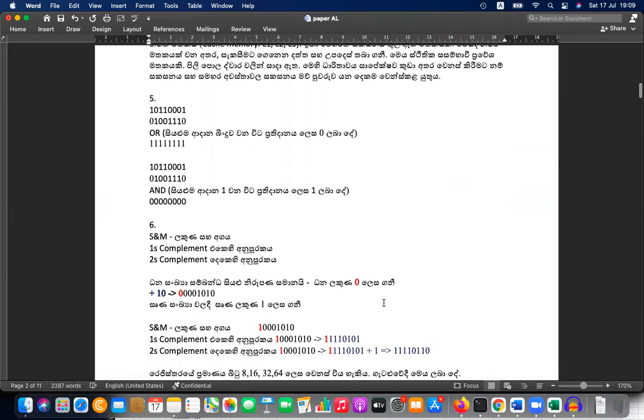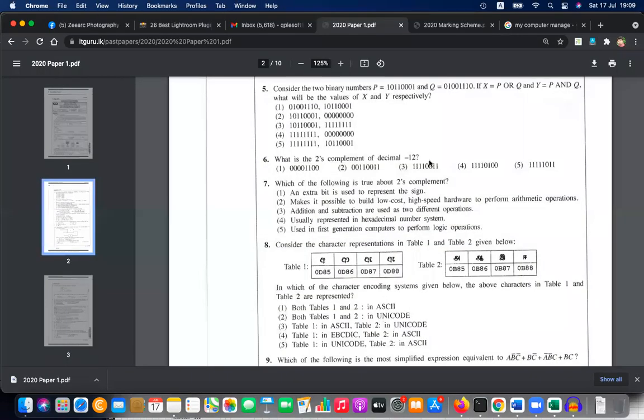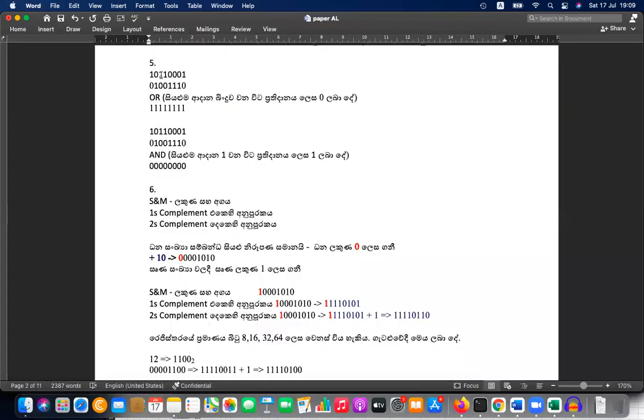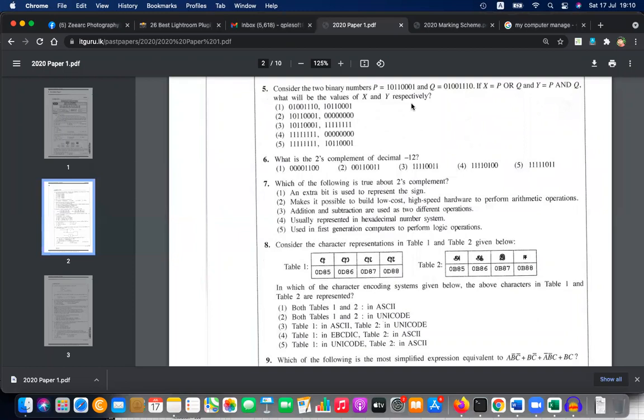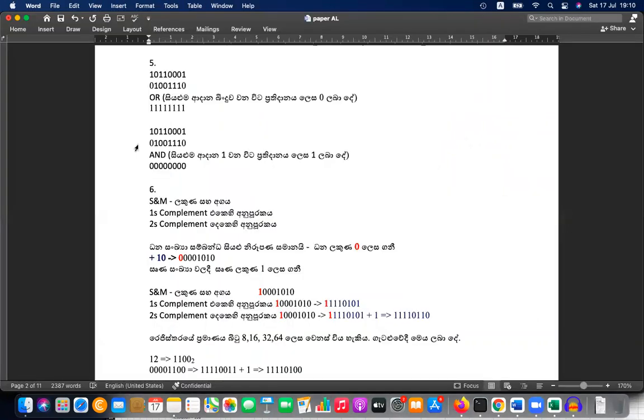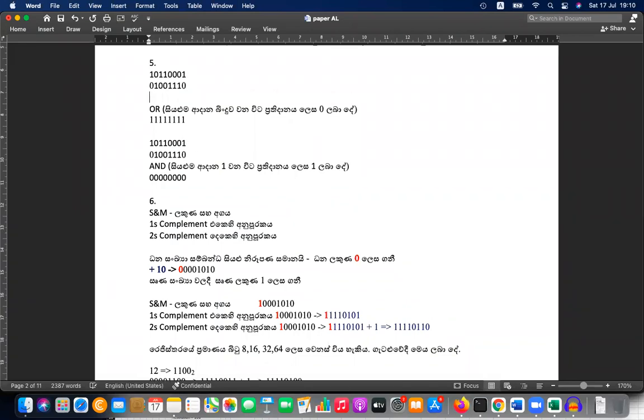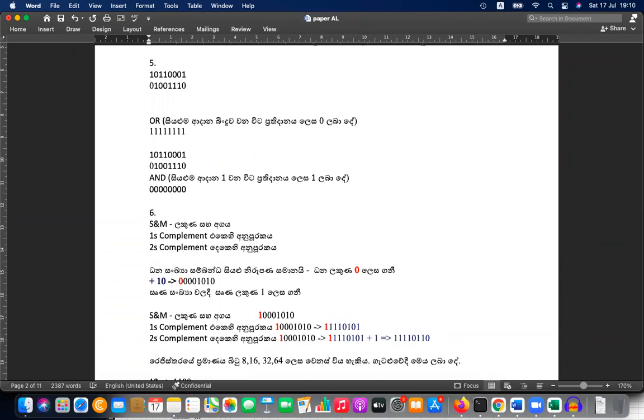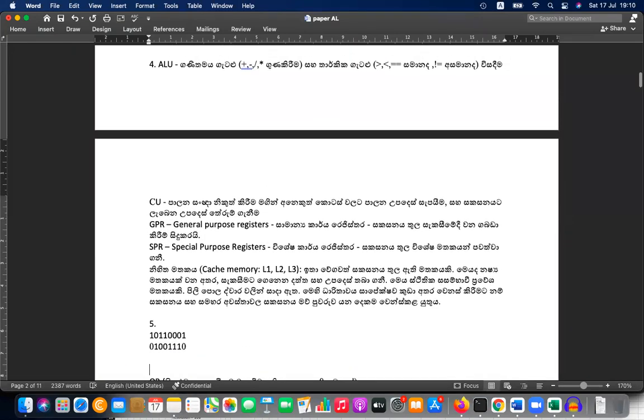Right. P is 1011 0001 1011 0001, and Q is 0100 1110 0100 1110. You have to OR these. So what is the speciality of the OR gate? Without looking at this, can you tell me what is the speciality of the OR gate?